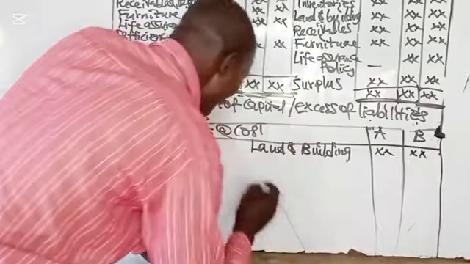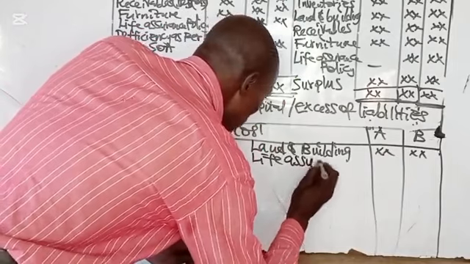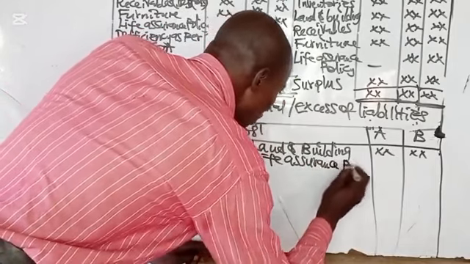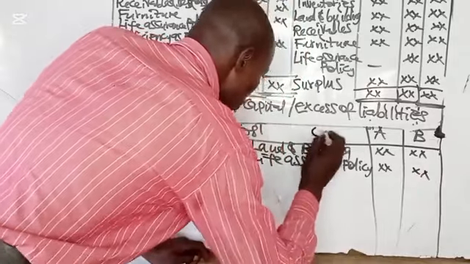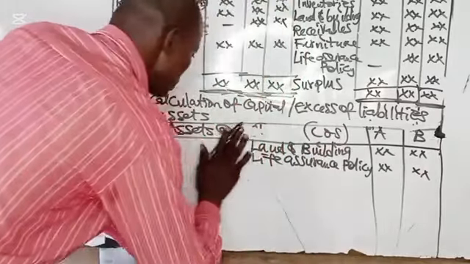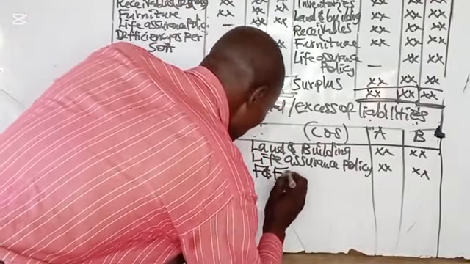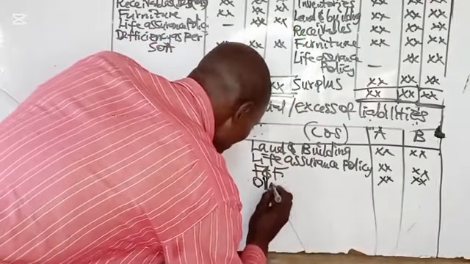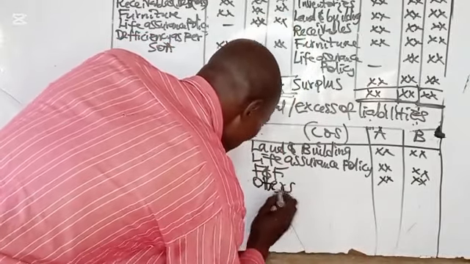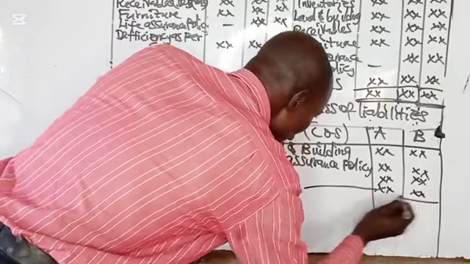You might have life policy, life assurance policy, at cost. You include them at cost. Then furnitures and fittings. Then various other assets. Others. You get the total assets.